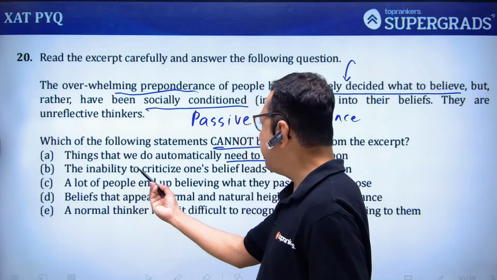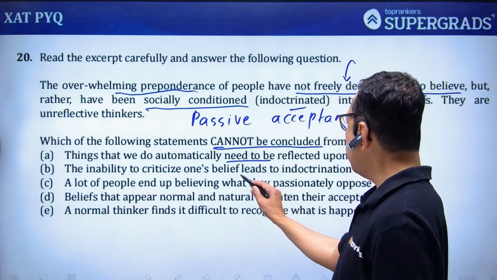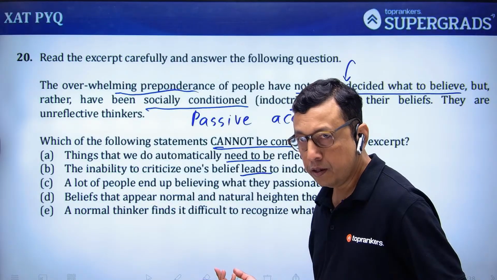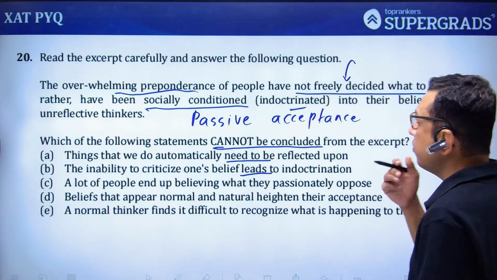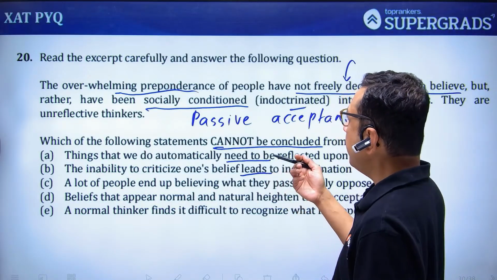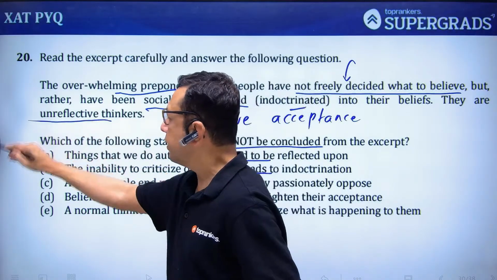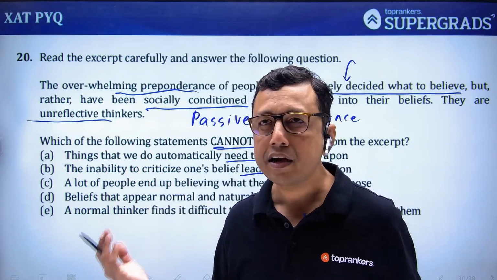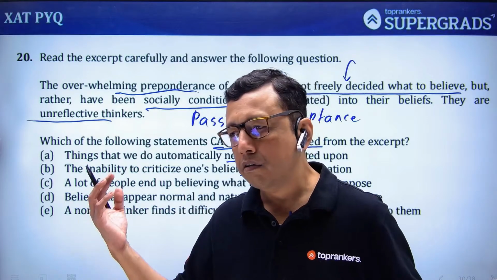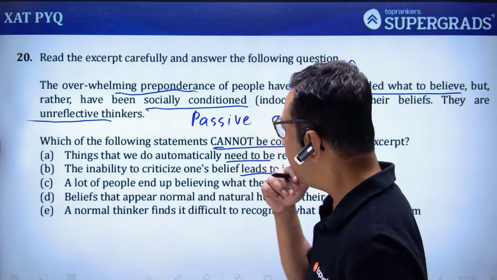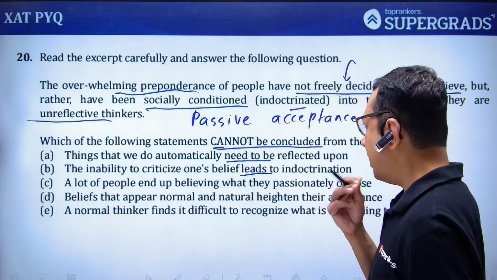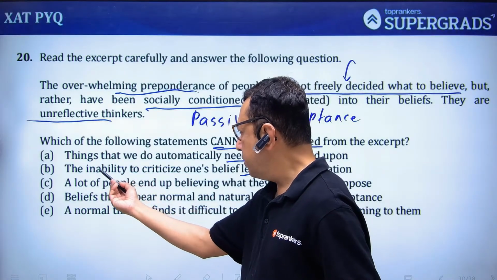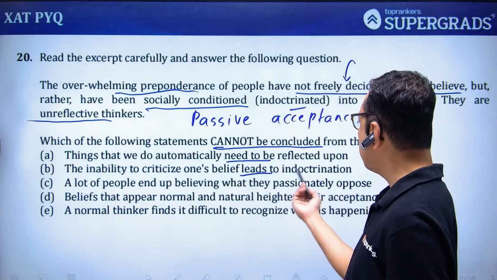The inability to criticize one's belief leads to indoctrination, possibly, because the author is saying we are conditioned and we are unreflective. We are unreflective as in we don't criticize ourselves, we don't think, and therefore we are brainwashed. That's the idea here, right? So, yes, the idea of being unreflective can indicate option B. The inability to criticize leads to indoctrination.